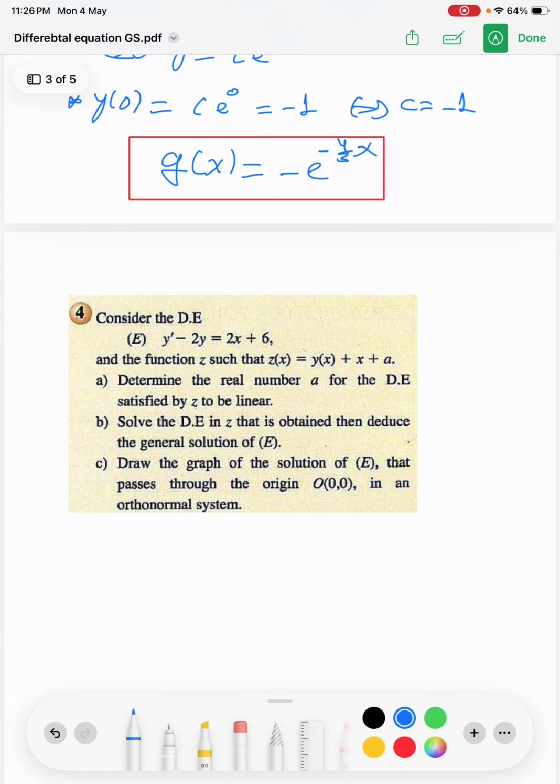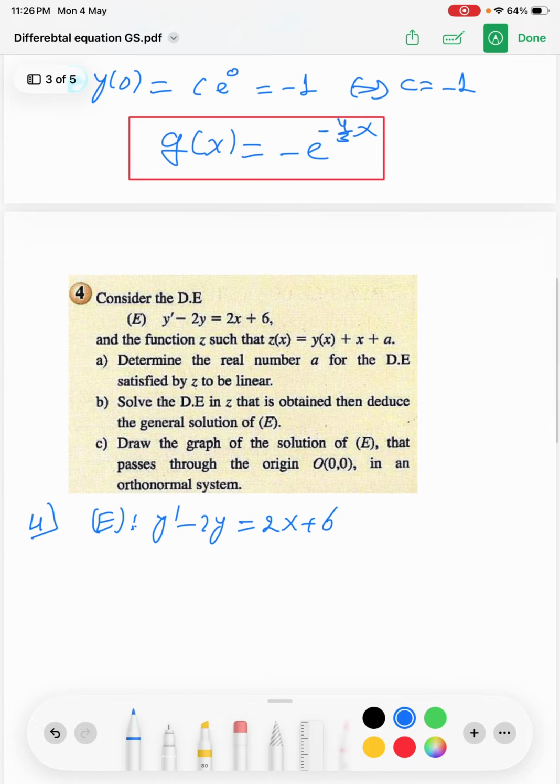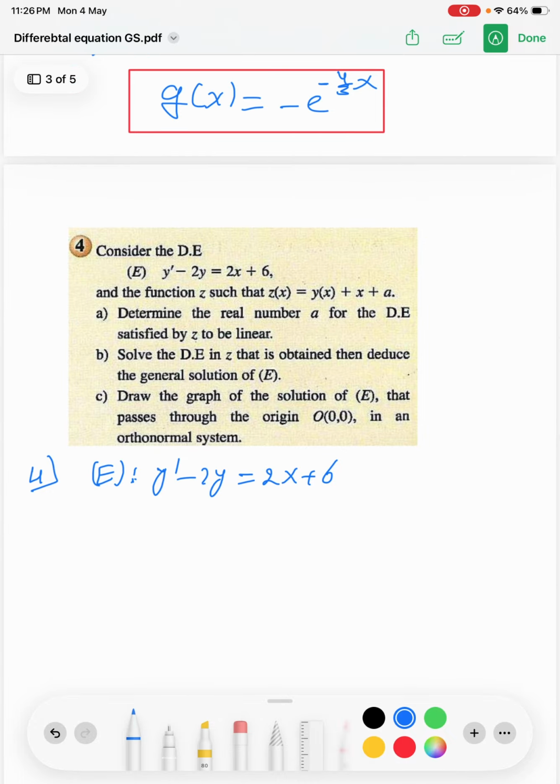Number 4 actually is a problem. This is how number 4 usually comes in the official exams. The earlier ones were exercises. So in number 4, we have the differential equation called E in the form y prime minus 2y equal to x plus 6, and of course this is a first order differential equation.